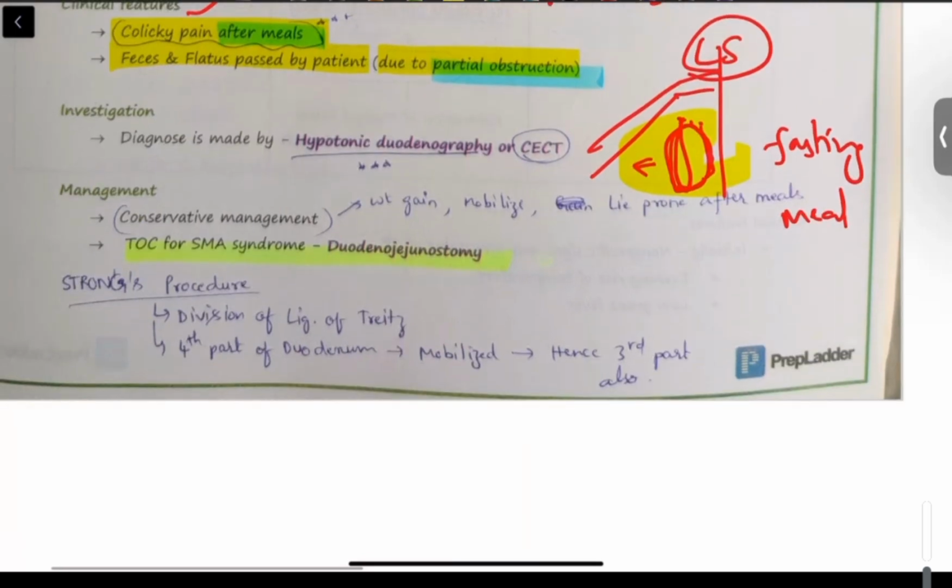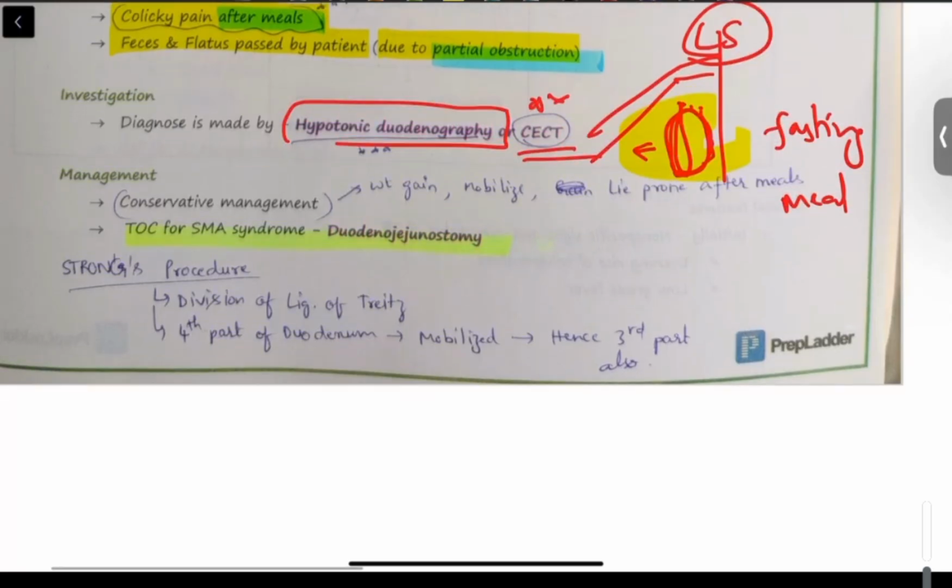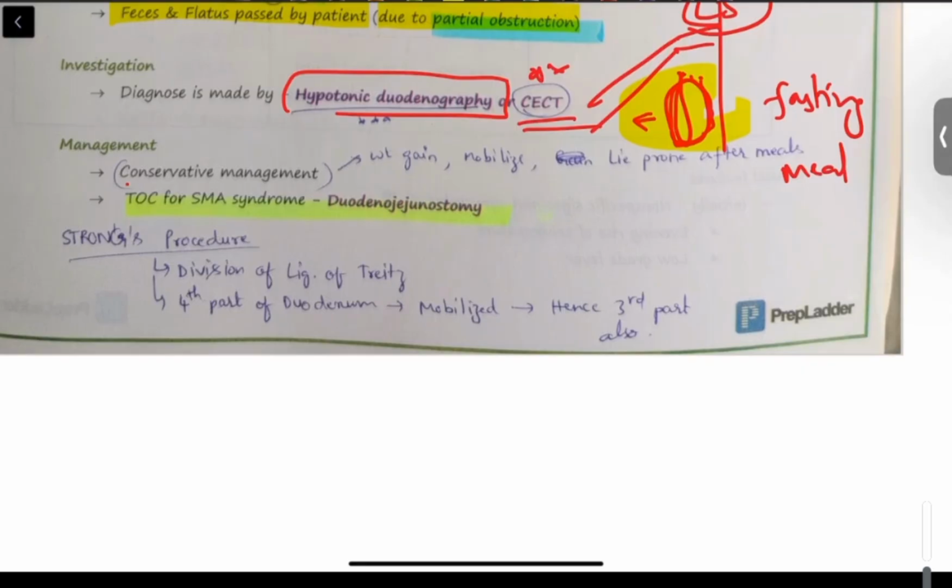Okay, so next, how will we proceed with investigation? The diagnosis is made by hypotonic duodenography or contrast enhanced CT scan. Okay, this is best. Okay, so how will we manage? It is conservative management. Now we can't do anything else. We can just say, okay, if you have lost too much weight, gain some weight. For prolonged immobilization, we'll ask the patient to mobilize, and we'll ask the patient to lie prone, that is over his stomach, so that there will be enough space for the duodenum to expand. Okay, so that is conservative management.